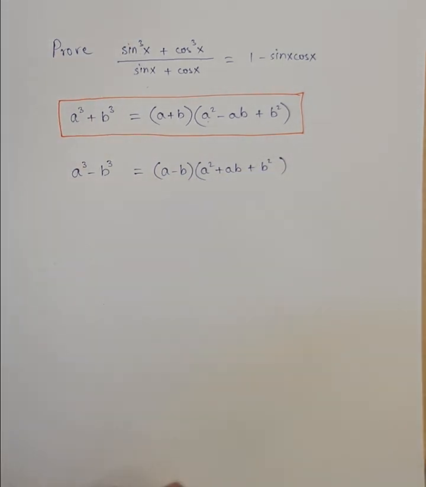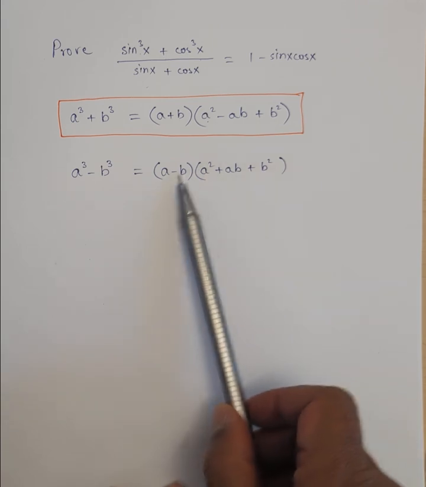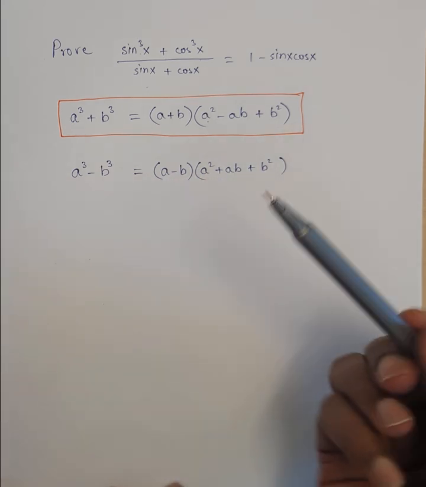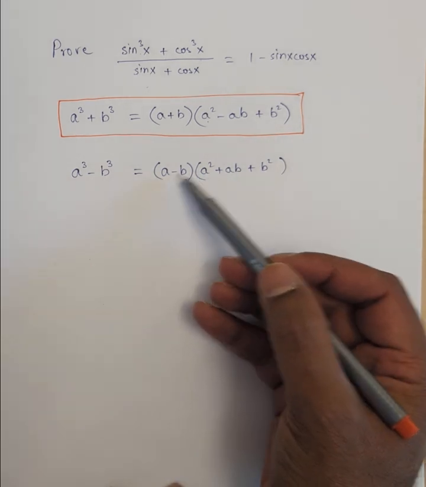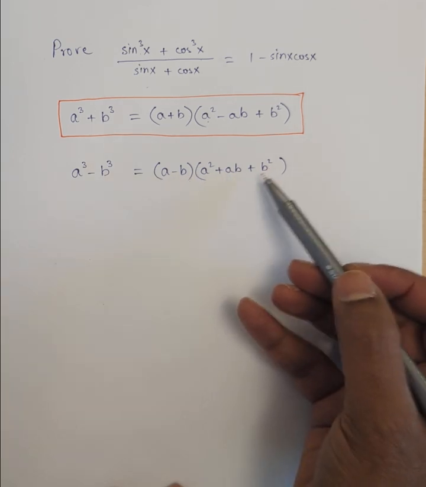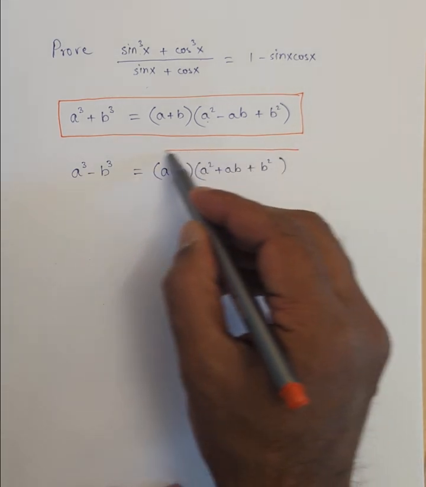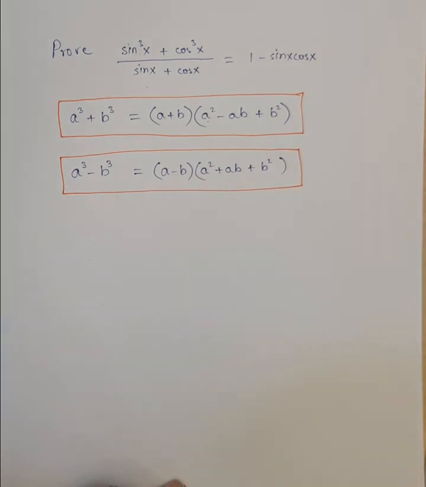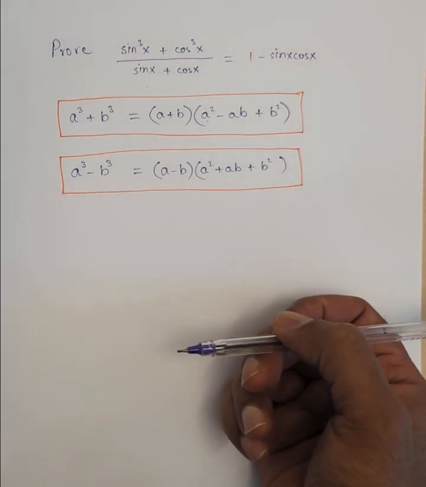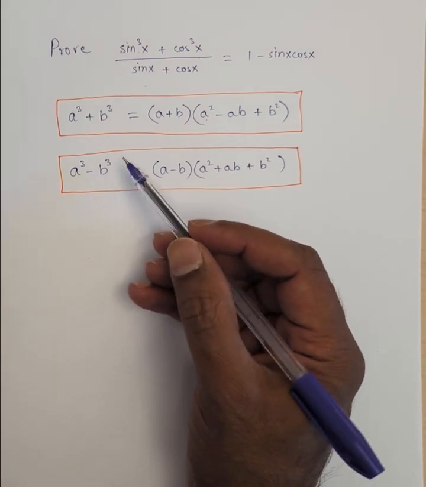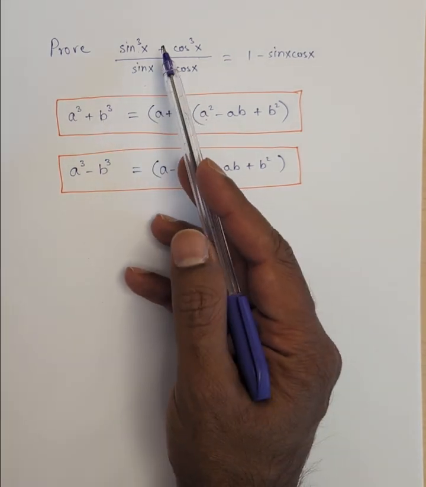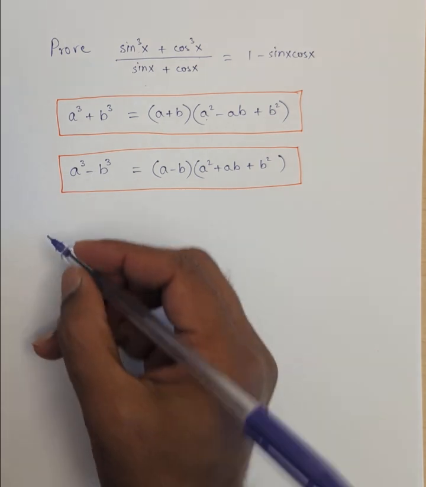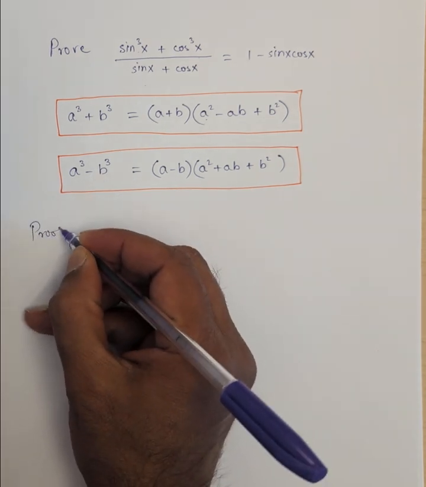Now you can actually prove it by simply distributing this a into all of that and then minus b into all of that, and then collect all the like terms. You'll see that you get a cube minus b cube. Now, this formula is not needed, but we need this formula. So let's start with our proof.